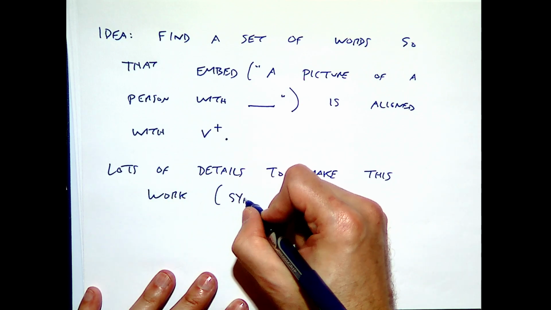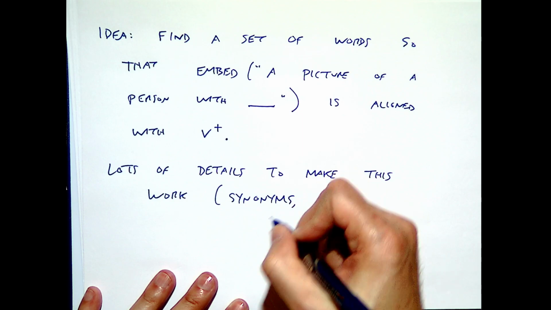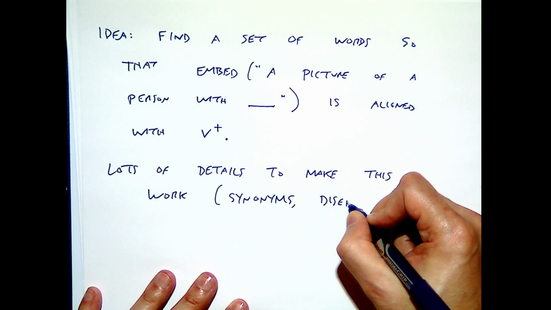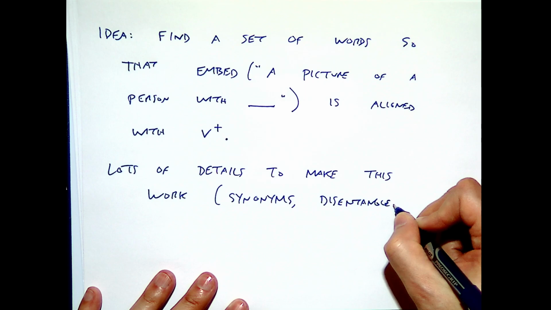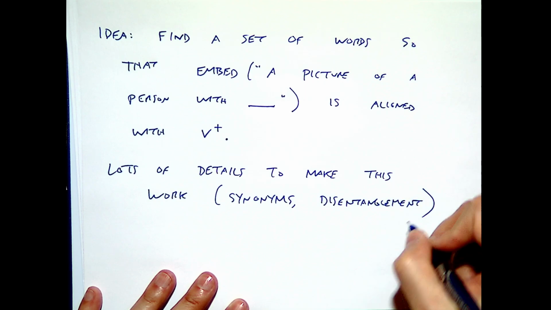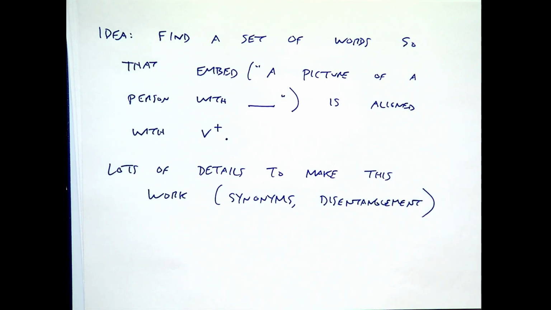You know, there are a bunch of issues, right? Like, you have to deal with synonyms, you have to deal with disentanglement. So, for example, a picture of a person with facial hair and a picture of a person with a beard are kind of the same concept, right? So you want to make sure that these things are all taken care of at the time that you're learning, right? And then once you have the text labels, everything else is more or less the same as how you manipulate things in StyleGAN, right?